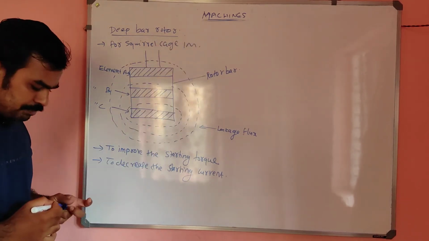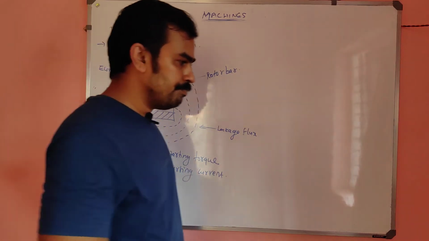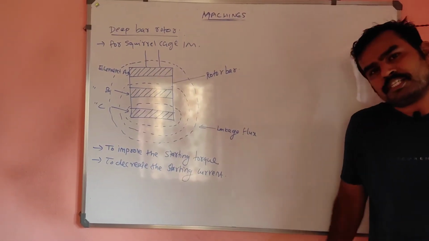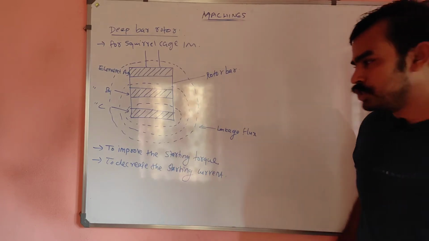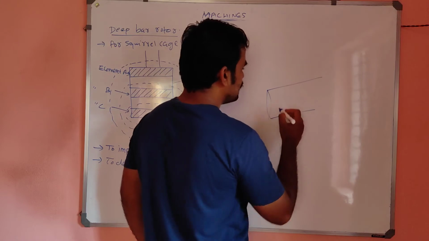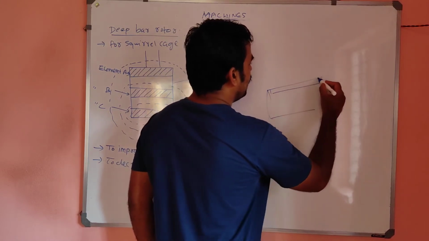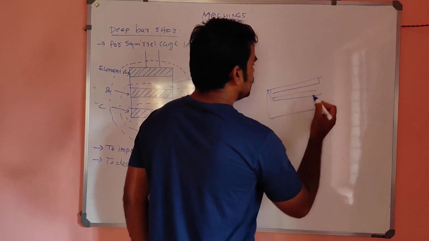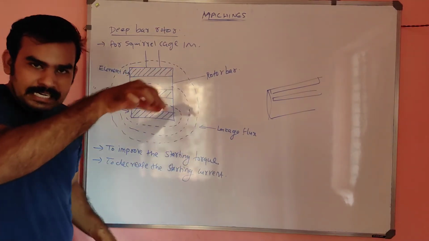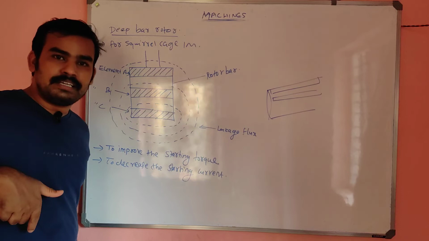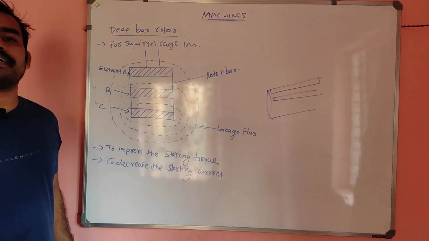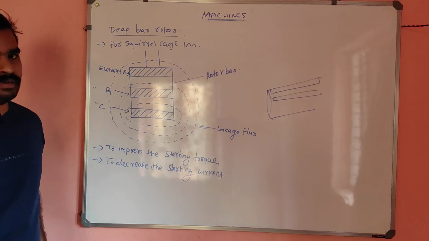For squirrel cage induction motor, there is no provision to add any external resistance to the rotor side because it's permanently short circuited, correct? So suppose this is the rotor surface, and there will be slight impressions, or a deep slot in the rotor. In that we are permanently placing the copper conductor or aluminum conductor, that is what we normally do.